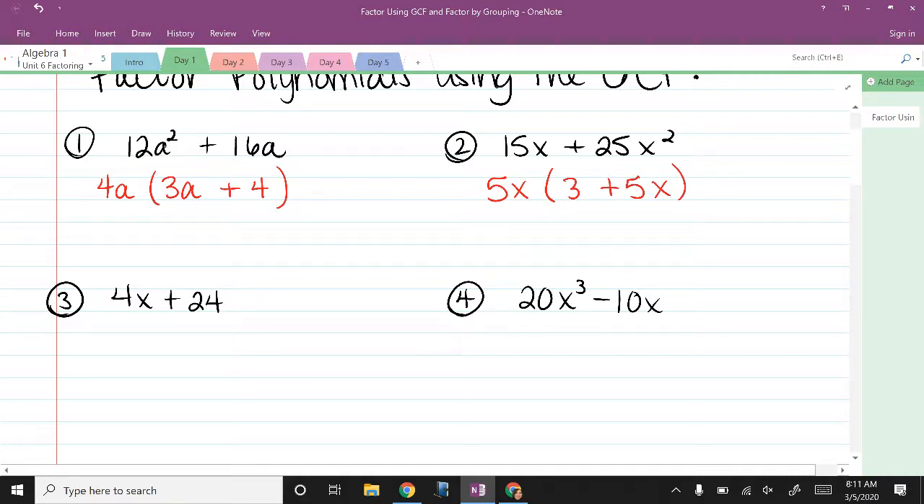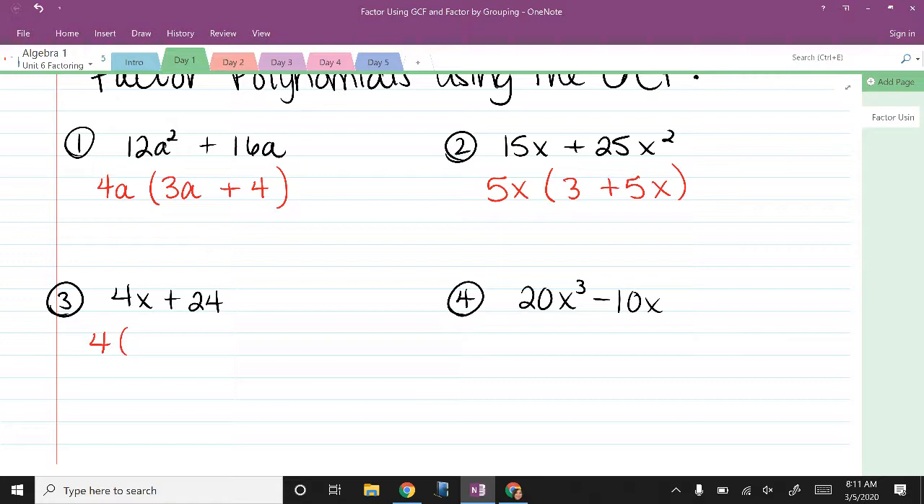What's the GCF between 4x and 24? 4. Is there going to be an x in my GCF? No. Why not? They both don't have the x, so it's not in common. So we don't include it in the greatest common factor if it's not in common to both. Okay, so 4 is the GCF.